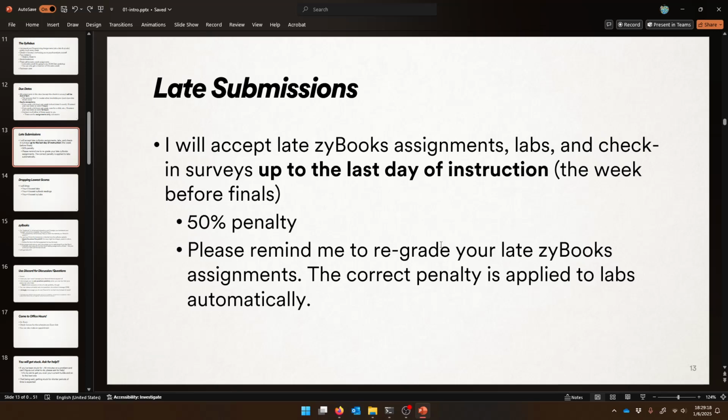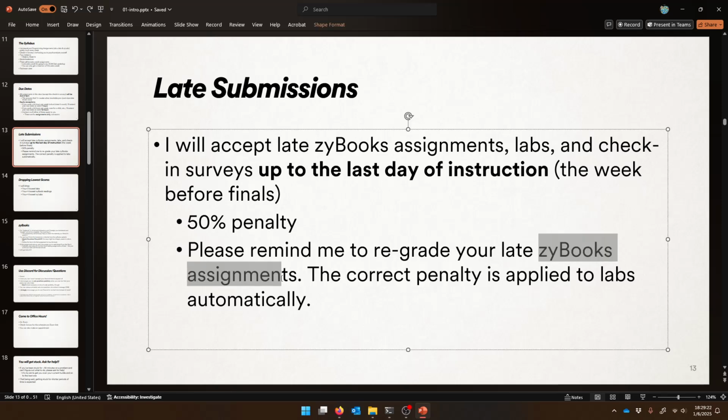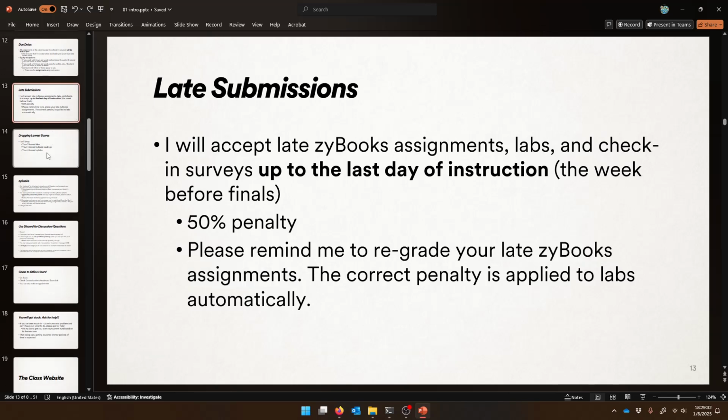All right. The one thing you do have to tell me about, everything else is automatic, but you have to tell me if you turn in a Zybooks assignment late, because Canvas will just give you a 0 automatically because Canvas is silly. So I just need to do it manually for those. Everything else will be automatic. All right. So that's my late submission policy.